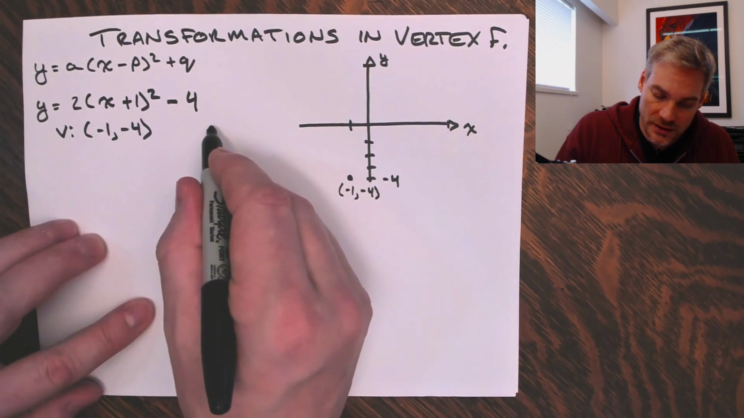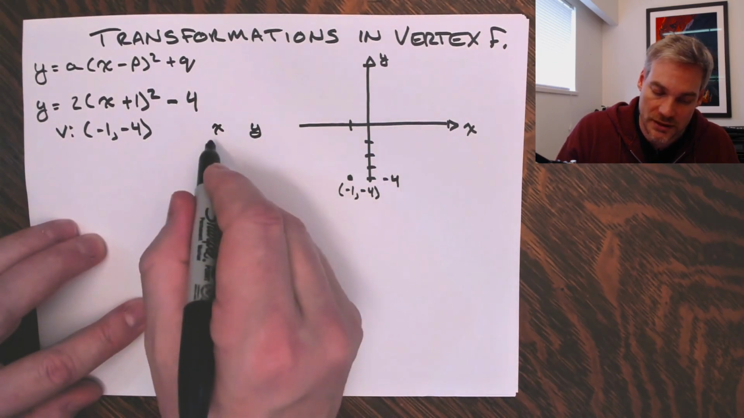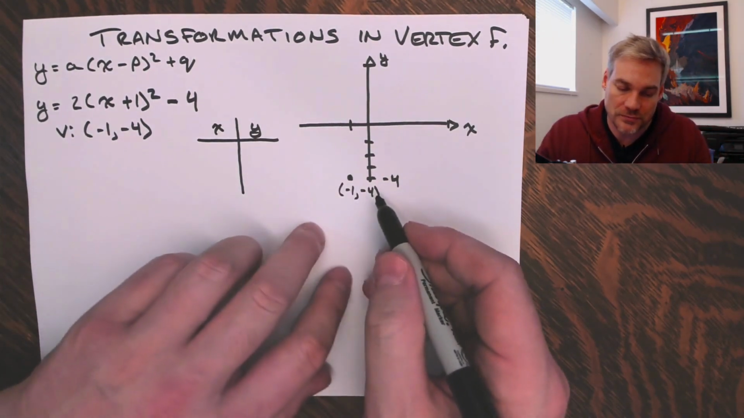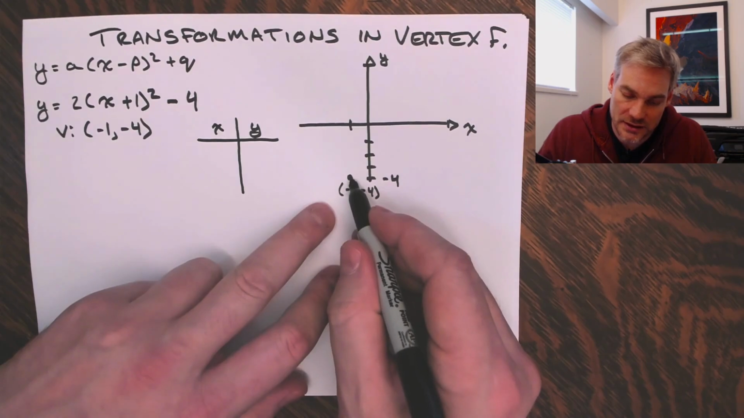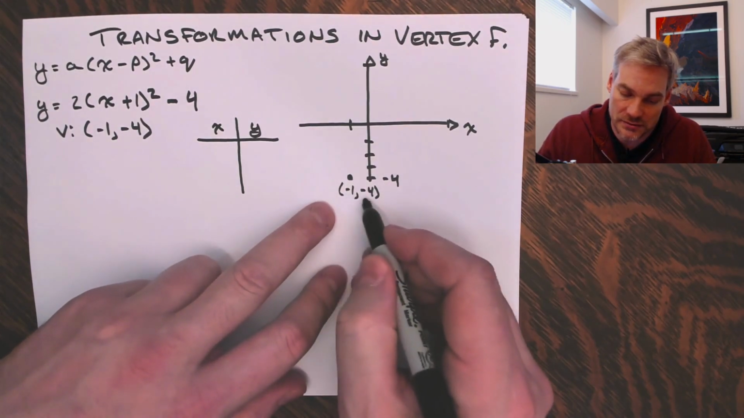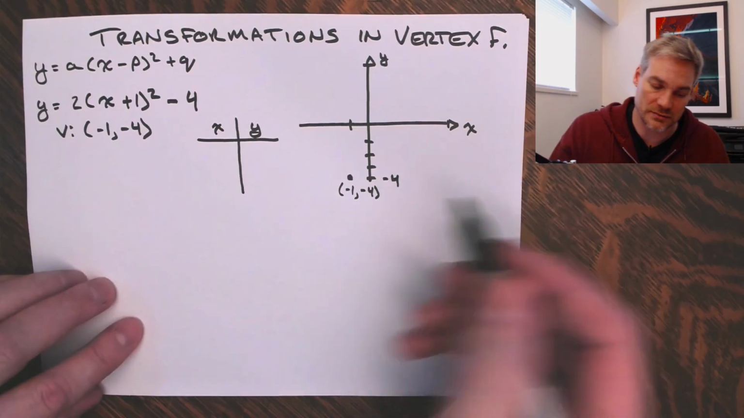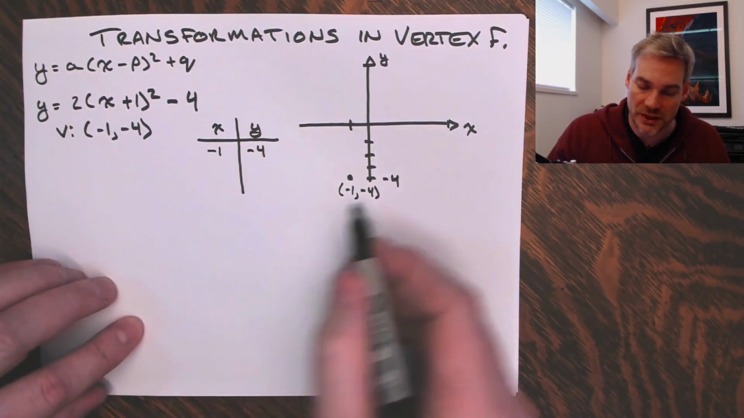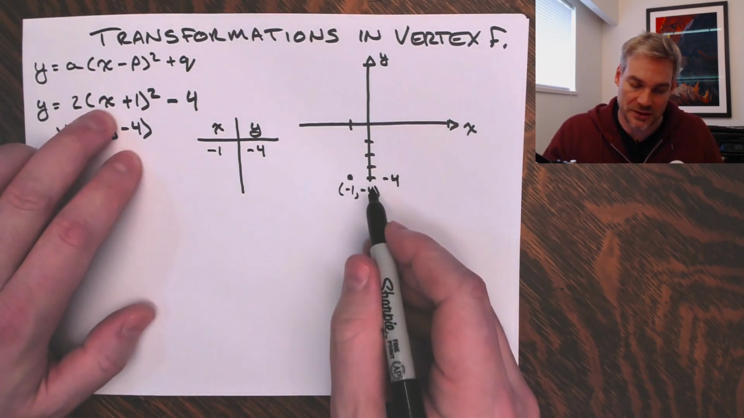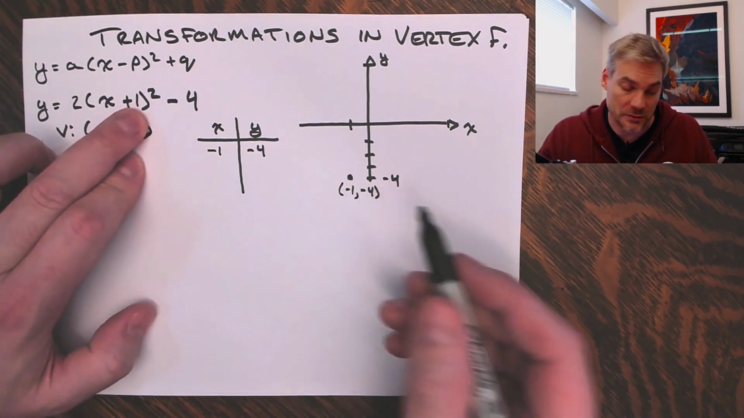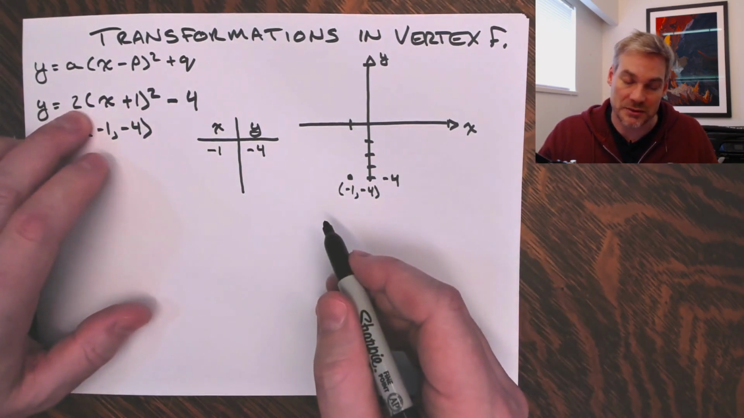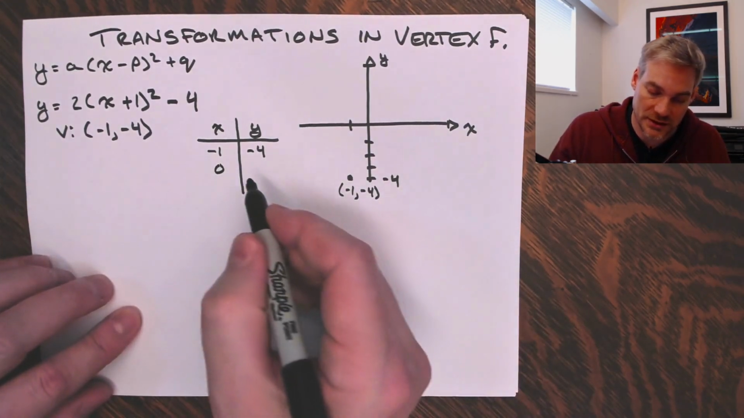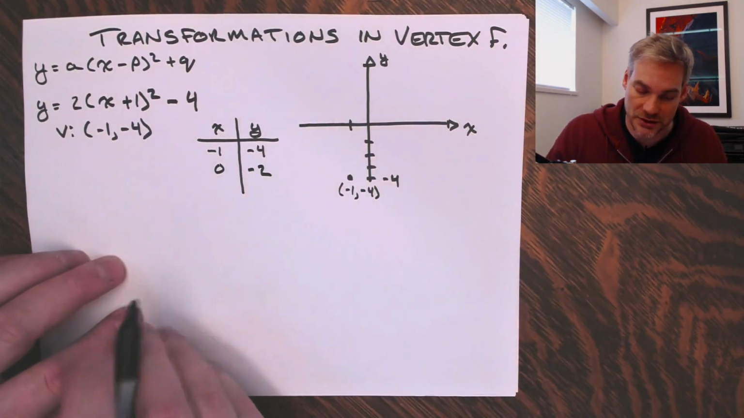So x and y. If x is -1 right here, we know we get -4 out. So we can put that first: -1 and we get -4. So what happens if x is 0? We put a 0 in here. That's just 1, and 1 squared is 1. But then we times it by 2, so that's 2, and then -4. So if x is 0, we get -2.